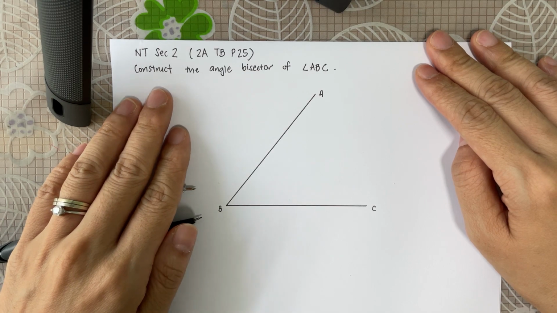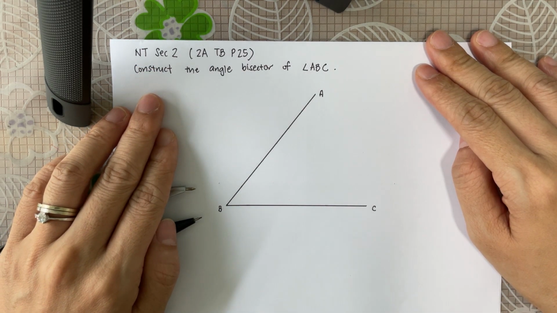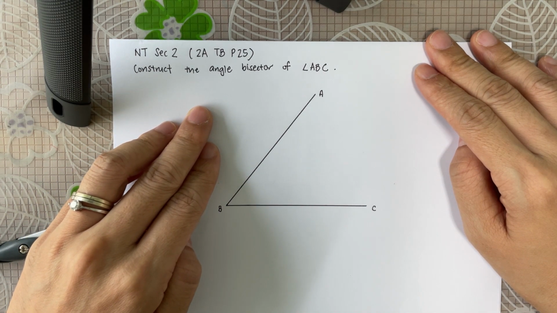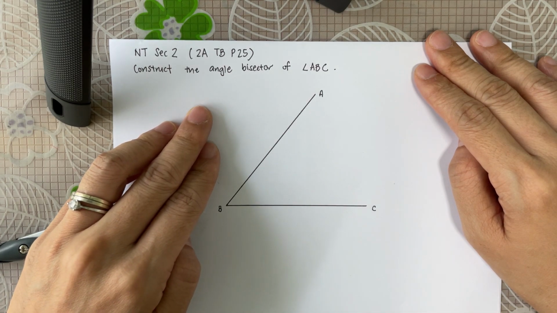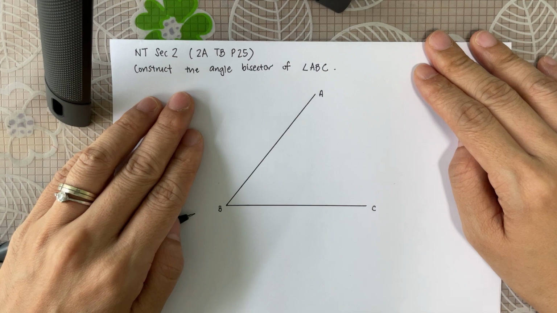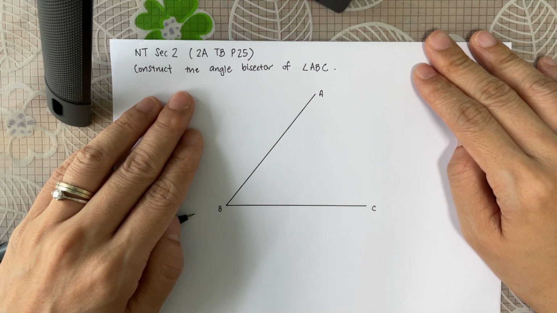What I'm covering is taken from the NT Secondary 2 syllabus, and this question is taken from page 24, 25 of the textbook in 2A. So construct the angle bisector of angle ABC. Now what does this mean?